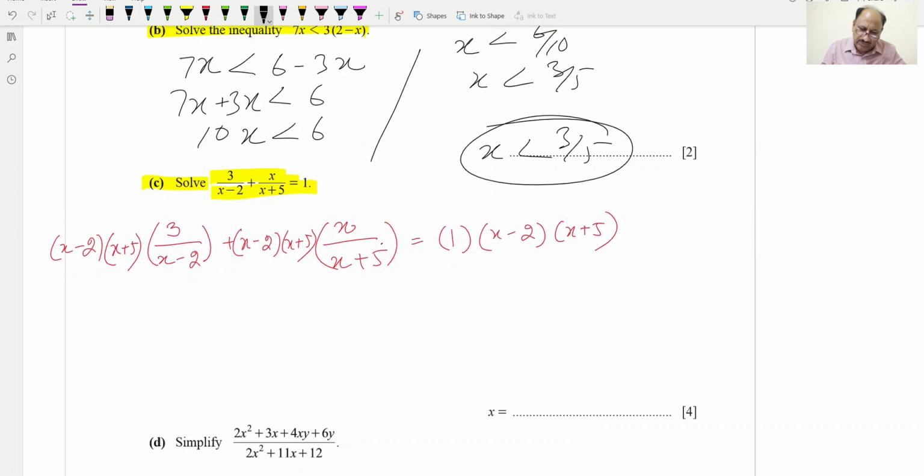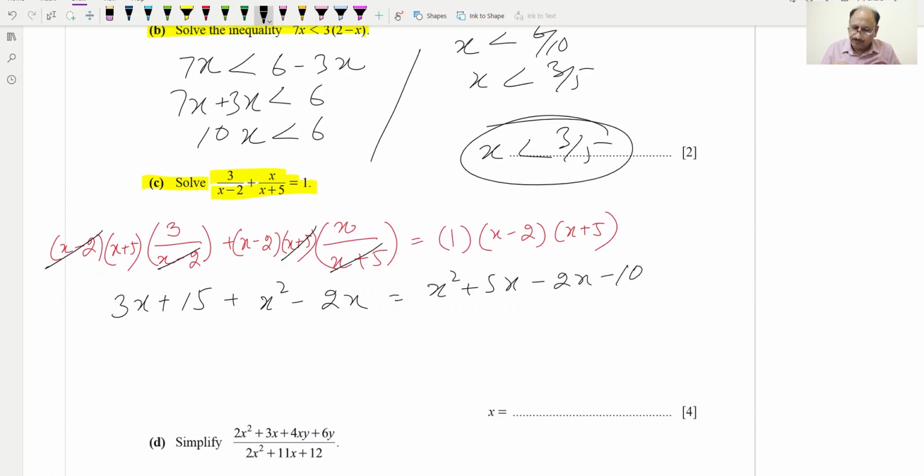Now we can cancel x plus 5 with x plus 5 and x minus 2 with x minus 2, and what will our new equation be? After opening the brackets, it will be 3x plus 15, and when we multiply this x with x minus 2, we will get x squared minus 2x. This is equal to, when we multiply this side, x into x is x squared, x into 5 will be plus 5x, minus 2 into x will be minus 2x, and minus 2 into 5 will be minus 10.